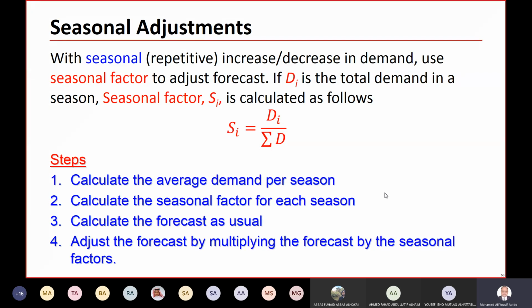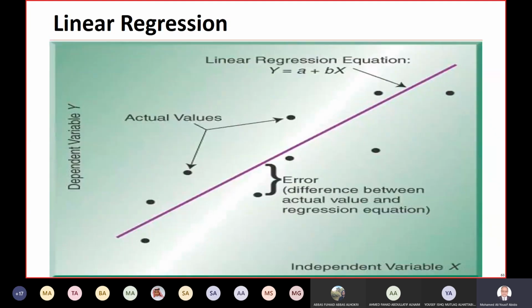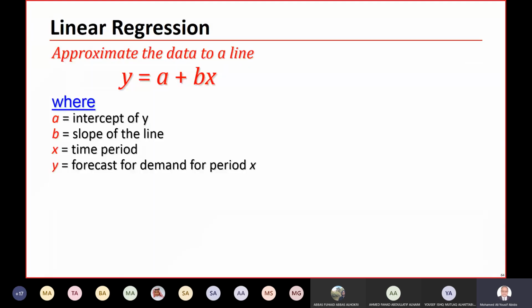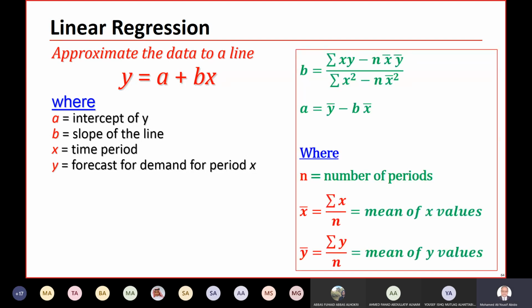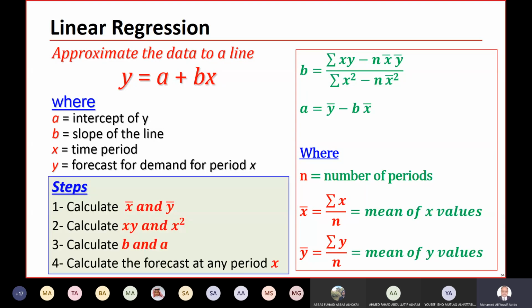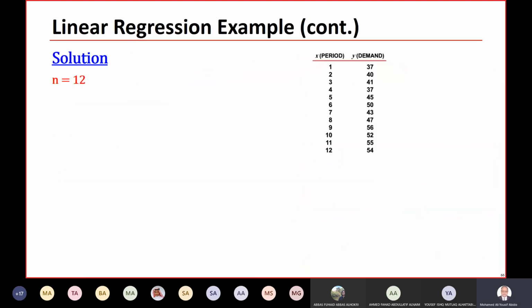So for linear regression, we already discussed it, where you can approximate the data by a straight line y equal to a plus bx, and you can, based on the historical data, get these coefficients a and b. B represents the slope of the line and A represents the intercept of the y-axis, and you can easily implement such a formula to get the straight line equation. And this was an example.